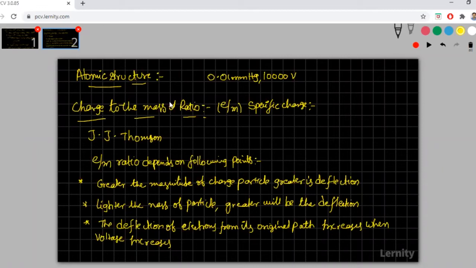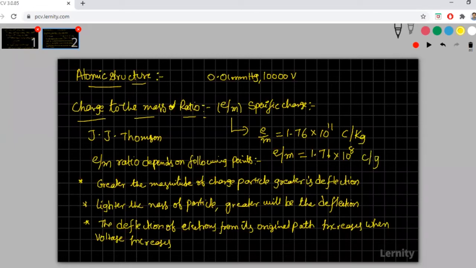So from the above points, J.J. Thomson determined the charge to mass ratio e/m for the electron. Please note down clearly, the specific charge of the electron is 1.76 into 10 power 11 coulomb per kg. Electron charge is in coulomb and mass is in kilogram. If you want this in grams, then e/m is 1.76 into 10 power 8 coulomb per gram.